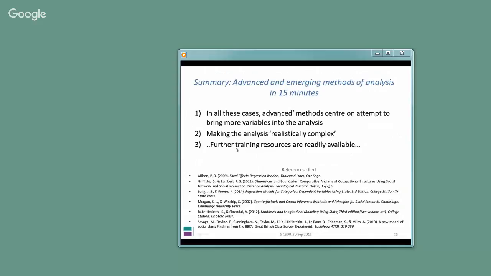But the last thing to cling on to when talking about these methods is that there's loads of things out there online, free training courses in the UK, for example, all sorts of resources out there that can take you forward in learning about any of these particular techniques if that's the next thing that you want to do.